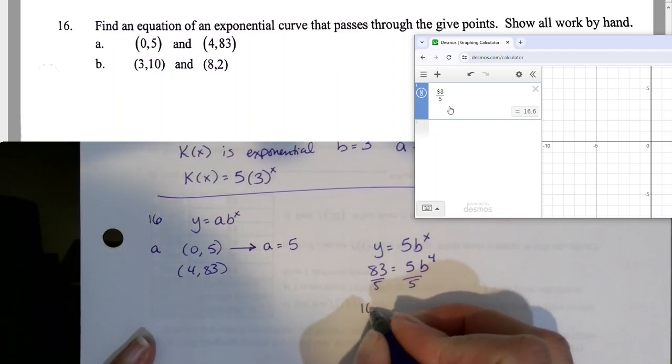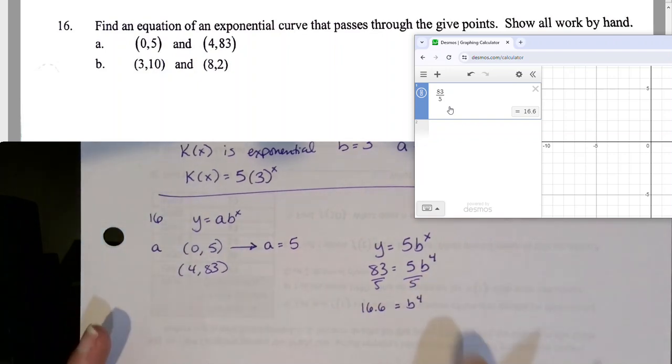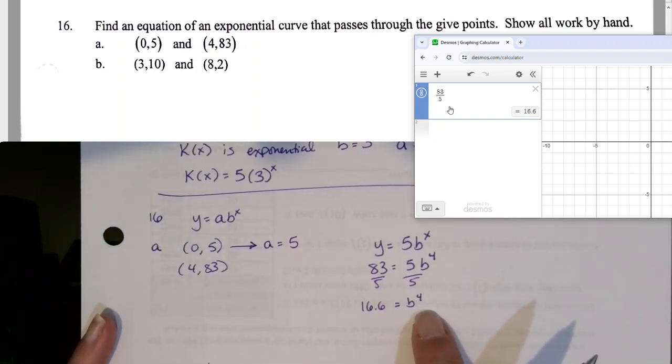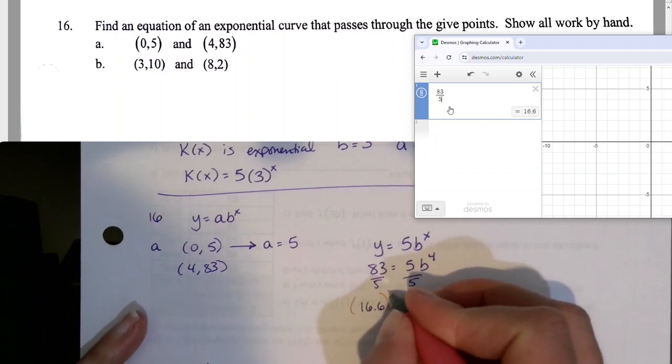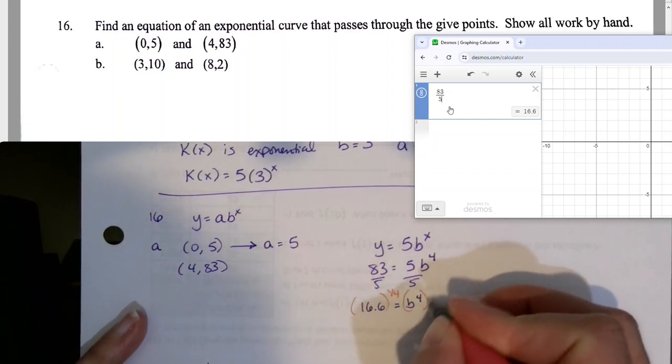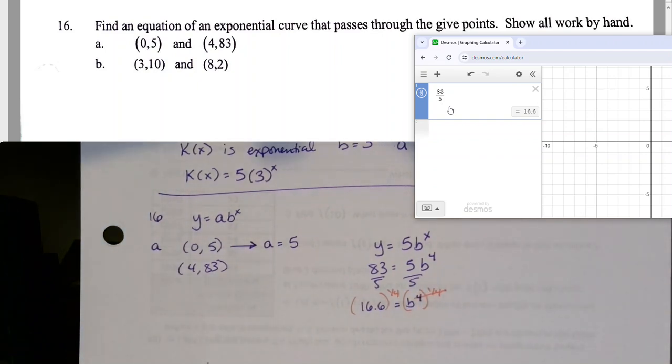Raise both sides to the 1/4 power, as those powers will multiply to 1 and give me the b by itself. So I'm going to take the 16.6 raised to the 1/4 power, and I get 2.0185 for b. Typically, we'll round that to 3 or 4 places. I went ahead and kept 4 places on that.